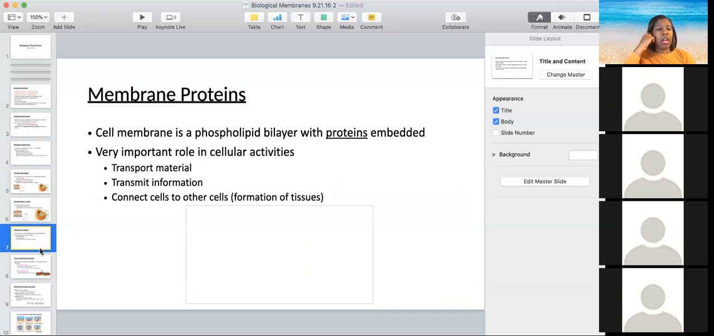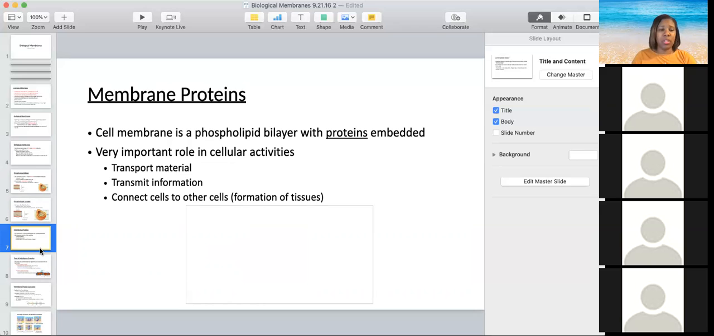Okay. Now I said there are also proteins found in the plasma membrane, right? And we'll call these membrane proteins. Write that down. Membrane proteins. So we have phospholipids, and then we have our membrane proteins making up the plasma membrane. All right. So the cell membrane is a phospholipid bilayer with proteins embedded. Okay. These proteins are very important for the different cellular activities that take place. All right. Again, I mentioned some of these earlier.